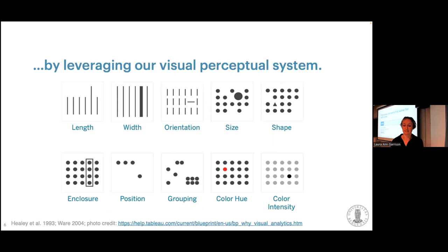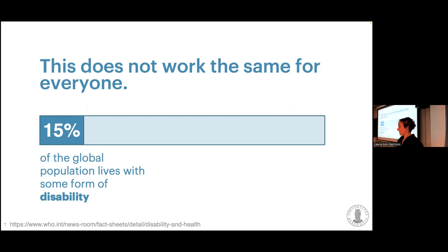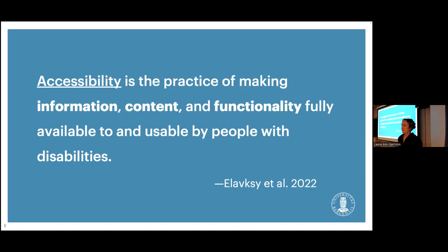But the problem is that this doesn't work the same for everyone. 15% of the global population lives with some form of disability. This can impact their ability to read these visualizations that we're trying to share this complicated information with. And what that does is essentially leave them out of important public discourse and information that can impact their lives. That brings us to the main topic of today's lecture, accessibility. The definition that I really like is: accessibility is the practice of making information, content, and functionality, which is key in this as well, fully available to and usable by people who have disabilities.